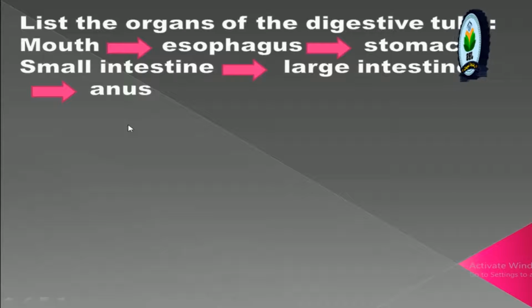And note that the digestion starts in the mouth and ends in the small intestine, while the undigested food goes to the large intestine and is eliminated outside the body through the anus.